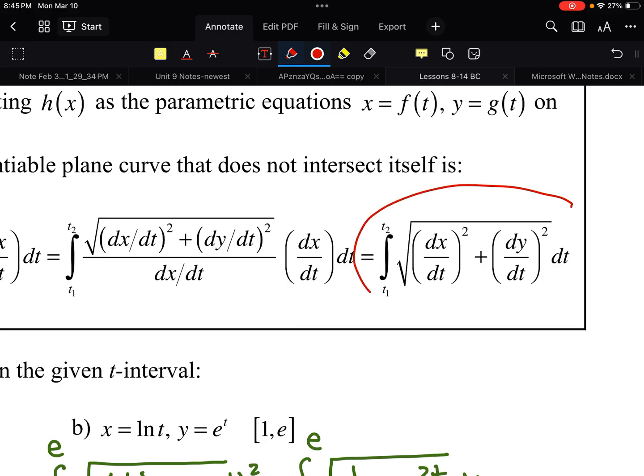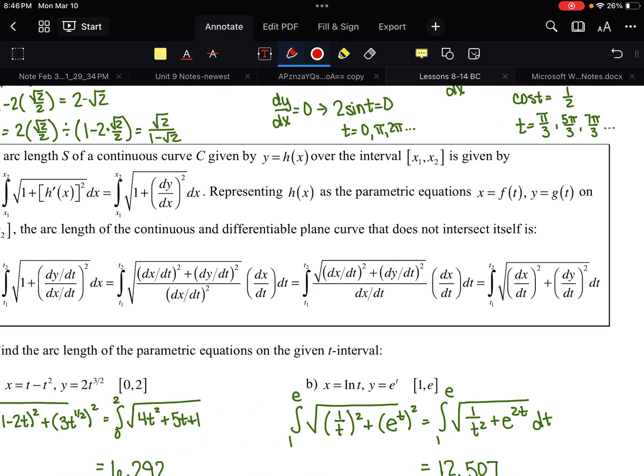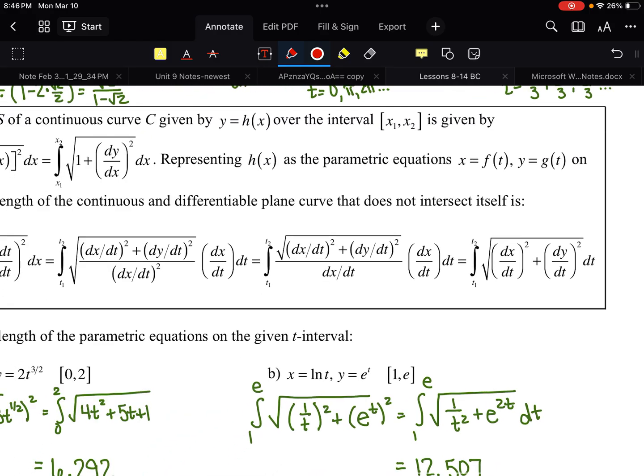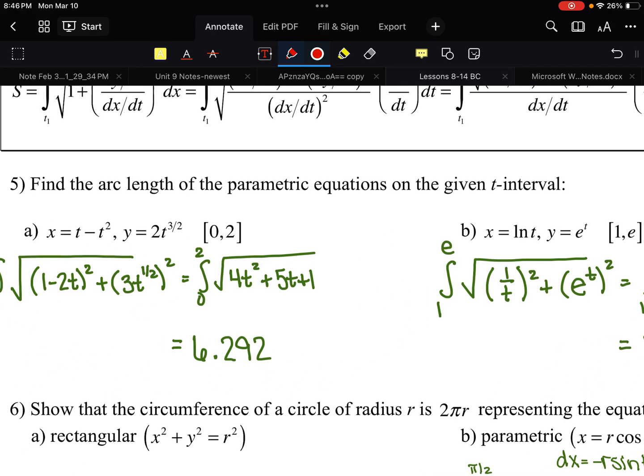So it's not a huge difference from when we were dealing with functions. Instead of the square root of 1 plus (dy/dx) squared, now it's (dx/dt) squared plus (dy/dt) squared. We have two different functions here, one for the x and one for the y. We have two different derivatives, square each of them, add them, square root, and so on.